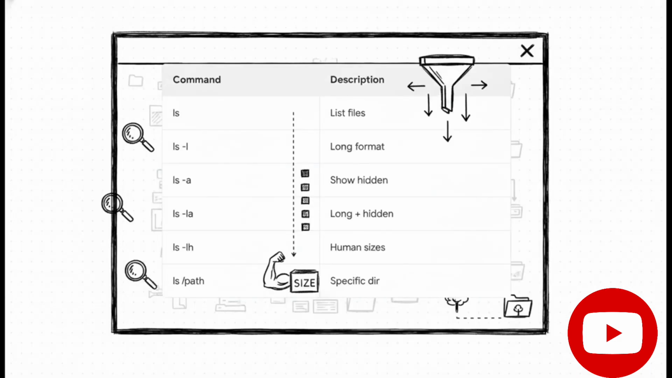Here is where it gets fun. The crucial point is that ls comes with options. You can think of them as filters you attach to the command. And we've got a great roadmap for leveling up today. We're looking at -l, -a, -la, -lh, and specific directory paths. Each of these unlocks a completely new layer of system insight. Let's break them down one by one.